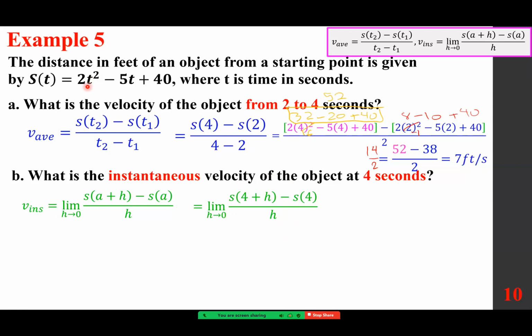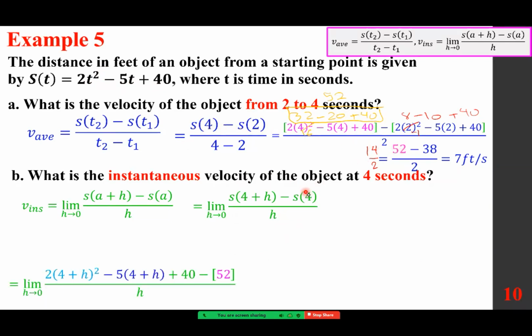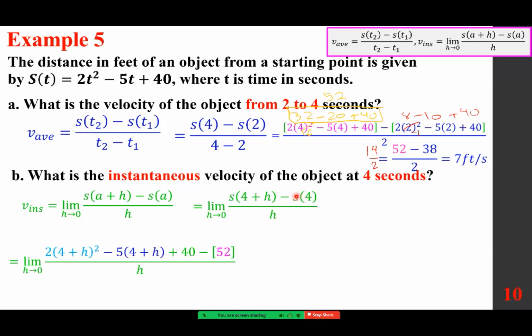So what is s of 4 plus h? 2 times 4 plus h squared minus 5 times 4 plus h plus 40 minus s of 4. I can calculate it, or I've done it here. It was 52. So plug in. So this 52 class, s of 4, I just used it. I used the 52 that we calculated, okay? Now 2 times 4 plus h squared minus 5 times 4 plus h plus 40. We're going to simplify this.